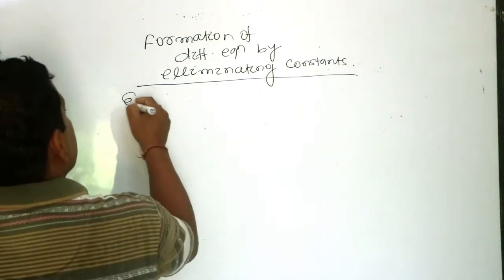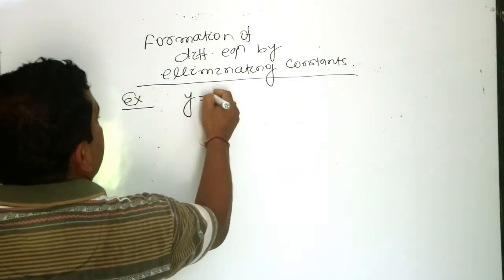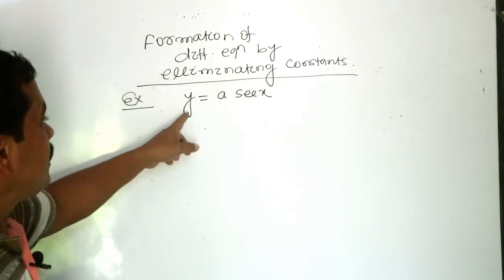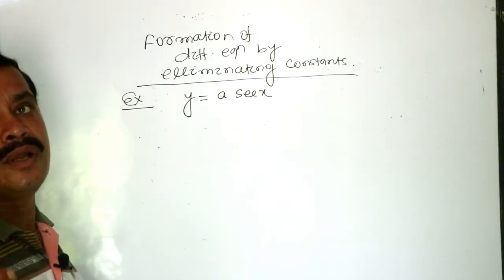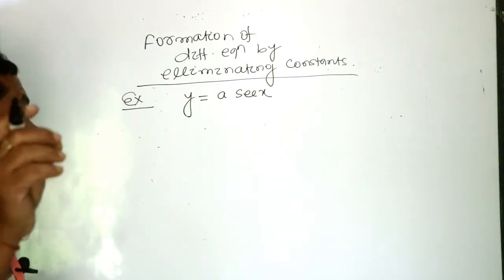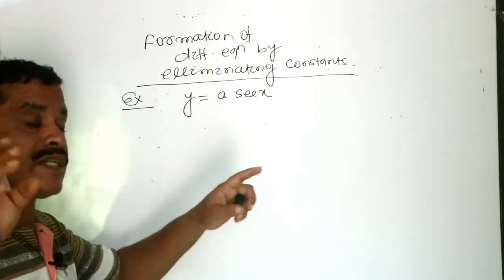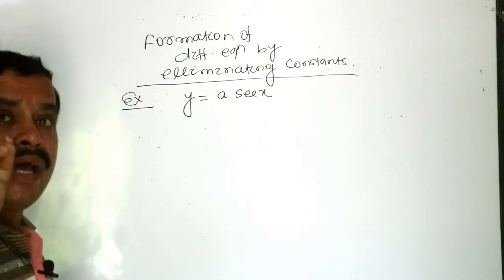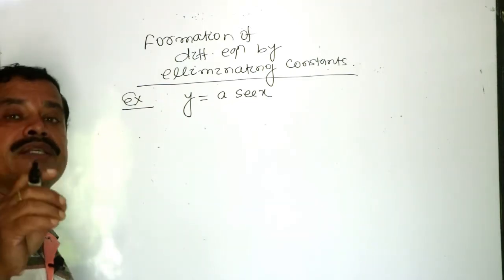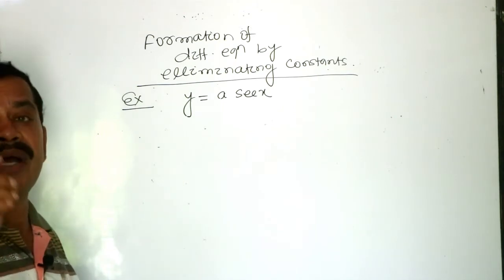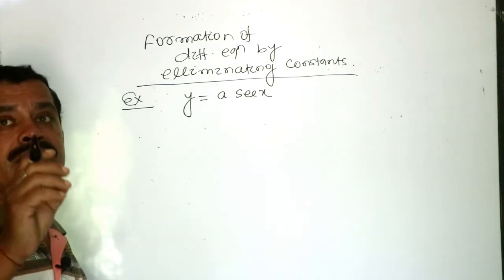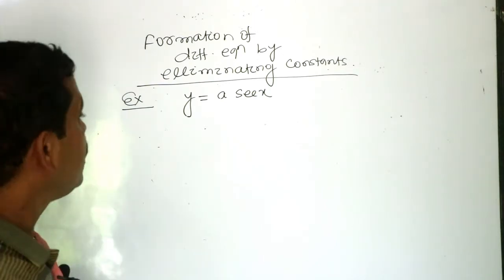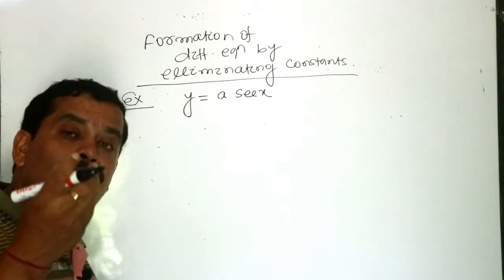For example, suppose the solution is y is equal to a sec x. This is the solution of the differential equation. We have to form the differential equation by eliminating constants. That is, here the constant is a. We have to eliminate this. If there is only one constant, the differential equation must be first order. If there are two constants, then the differential equation must be a second order differential equation. That depends upon the number of constants.